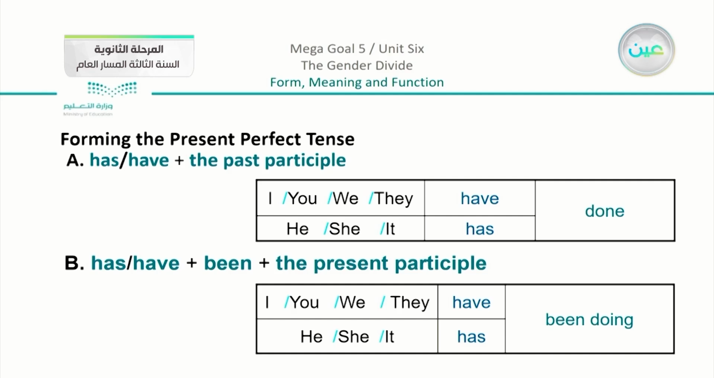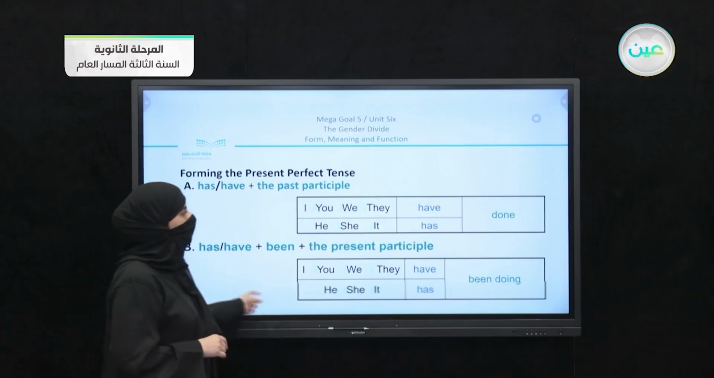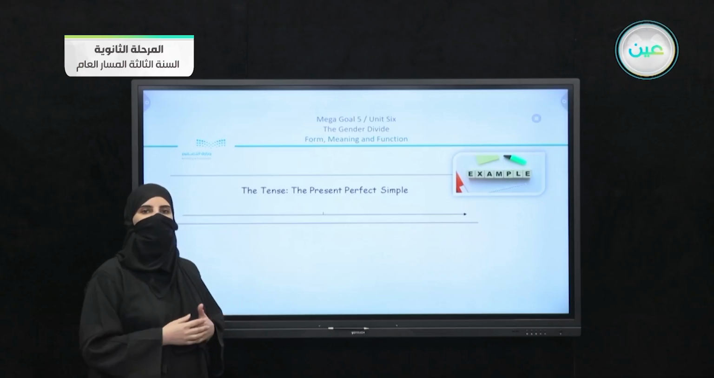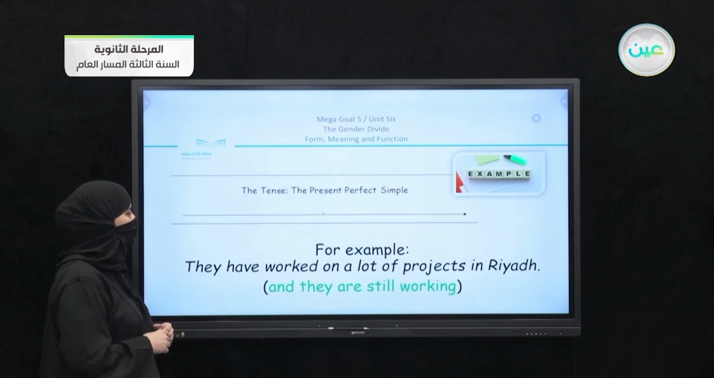And because of the -ing and because of the auxiliary verbs, this is the form of the present perfect progressive. Now moving on, to just give an example to explain the meaning here. Now, as we mentioned before, we are going to connect between the past and the present. So we have here our example.